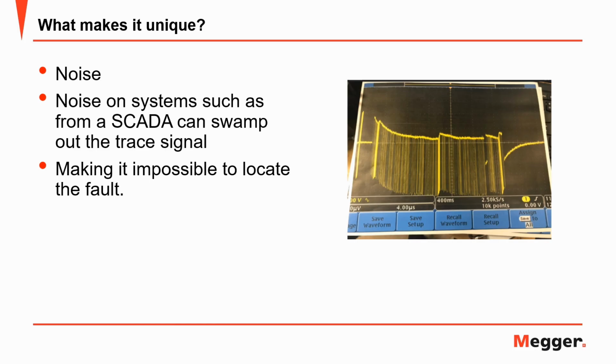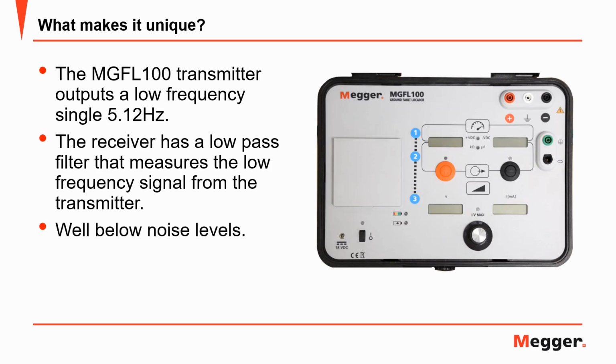Noise on a circuit, such as from a SCADA system, can swamp out the trace signal, making it impossible to locate a fault. The MGFL100 transmitter outputs a low-frequency signal, 5.12 Hz. The receiver has a low-pass filter that measures this low-frequency signal. This is well below the noise level on the circuits being traced.